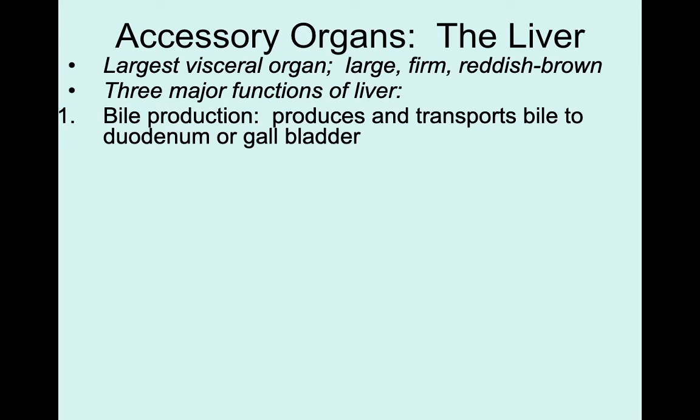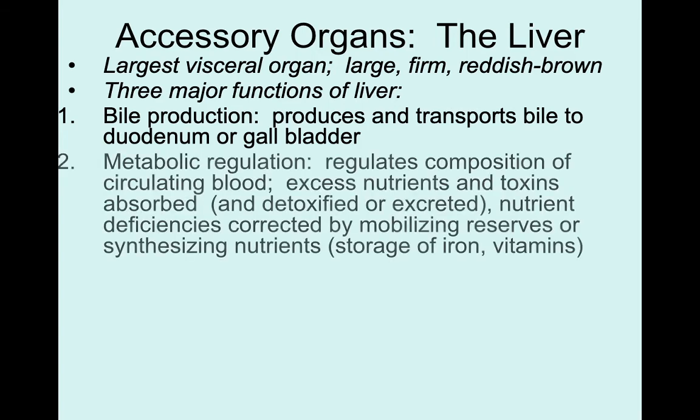The first function is to produce bile. We'll talk more about what bile is in a few minutes, but it produces the bile and transports it to the gallbladder to be stored or to the duodenum to help with digestion. Now again, bile is stored in the gallbladder, but it is produced by the liver. So the liver is very important in production of bile. And then it transports that bile to the duodenum to help with digestion or to the gallbladder to be stored between meals. And we'll talk more about bile in just a few minutes.